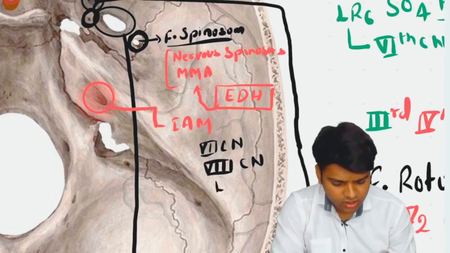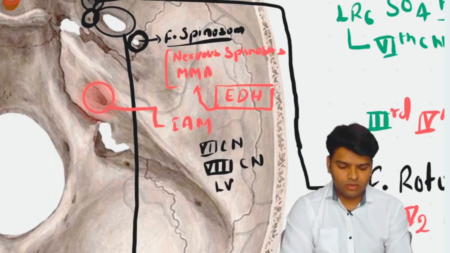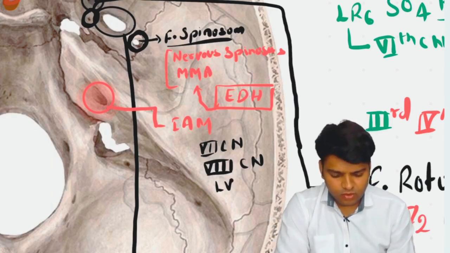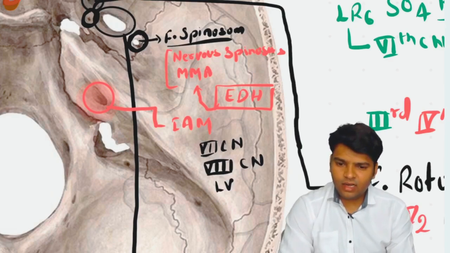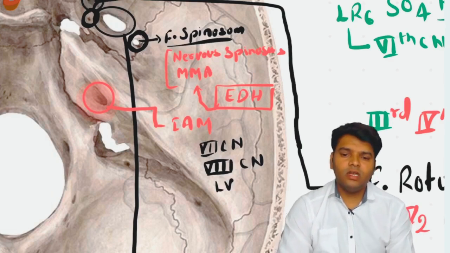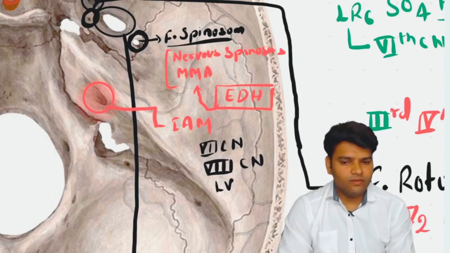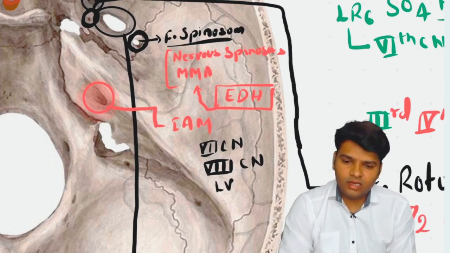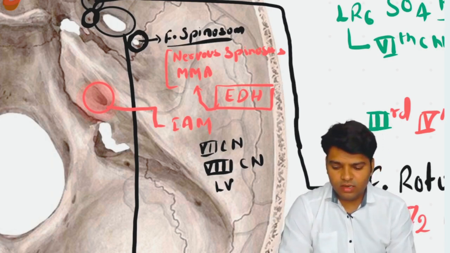So please note down labyrinthine vessels completely in your notebook. So the internal acoustic meatus: the structures passing through it are the facial nerve, which is the 7th cranial nerve, the vestibulocochlear nerve, which is the 8th cranial nerve, and the labyrinthine vessels.